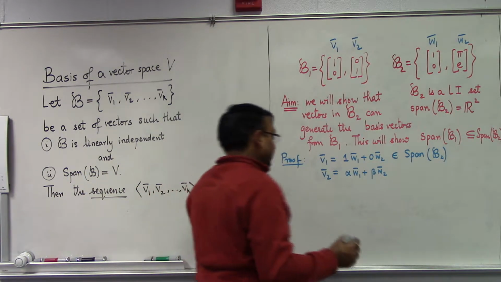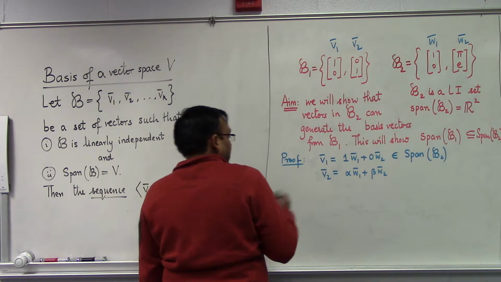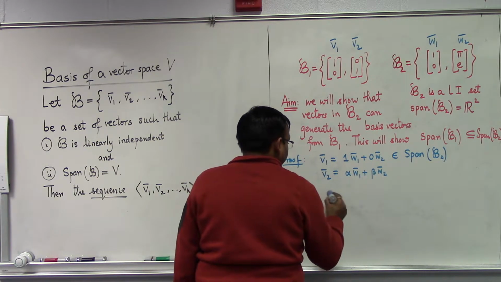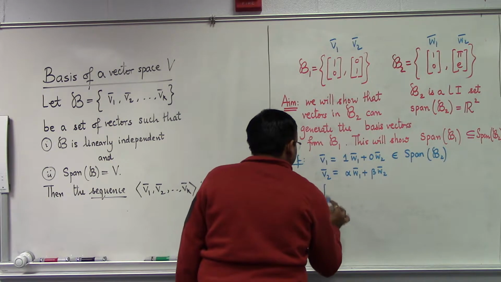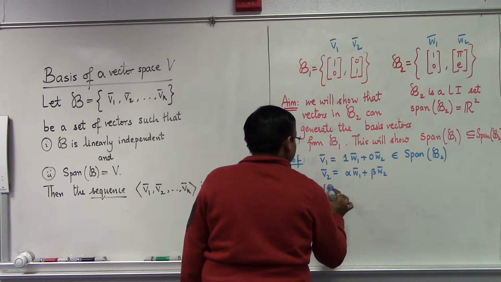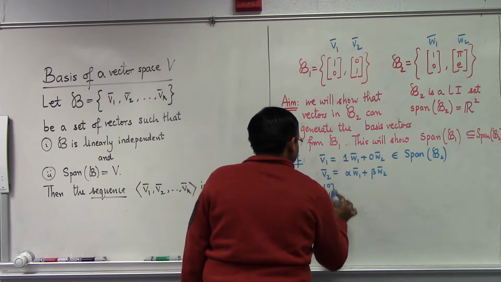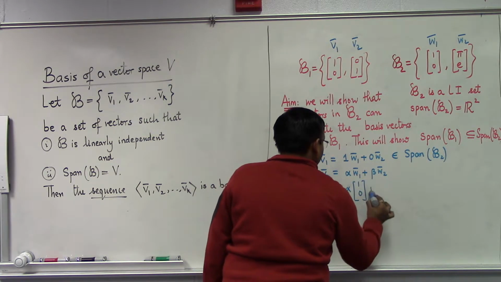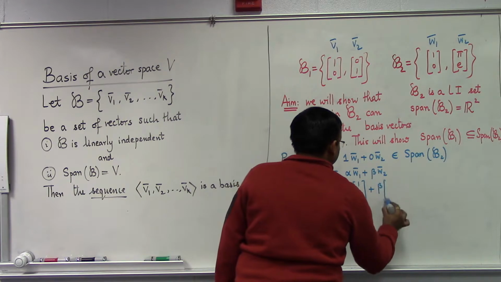So if V1, V2 lie in the span, then their span lies in the span of W, because the span of W is a subspace. So this is the only thing in front of me that I need to show you: how can I produce 0, 1 using vectors from this?